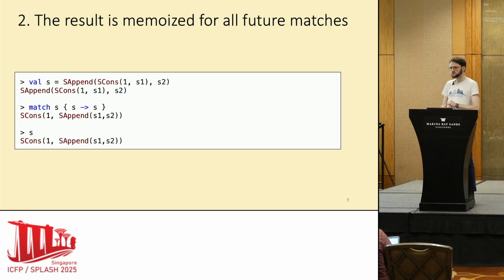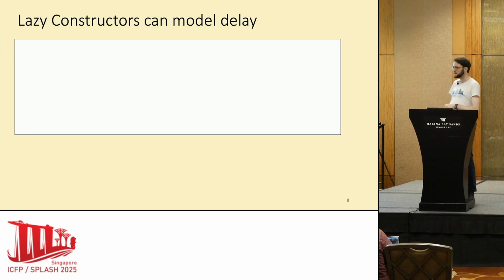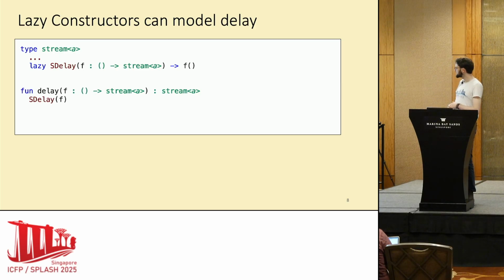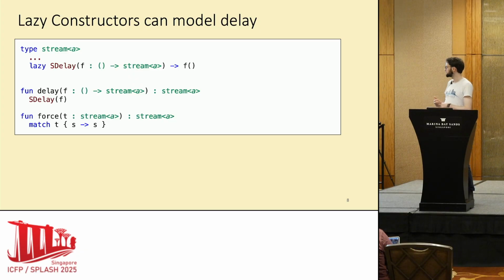So again, the memoization is happening here, which means that we can actually model the original delay interface using lazy constructors. We have the stream data type, where we now add one extra constructor that I call sDelay, that takes a closure f from unit to stream A, and the definition is just to invoke this function. The way I would implement delay now is by wrapping the function f into an sDelay, and the way you would implement forcing is by matching on the stream to actually evaluate it to one of the regular constructors.